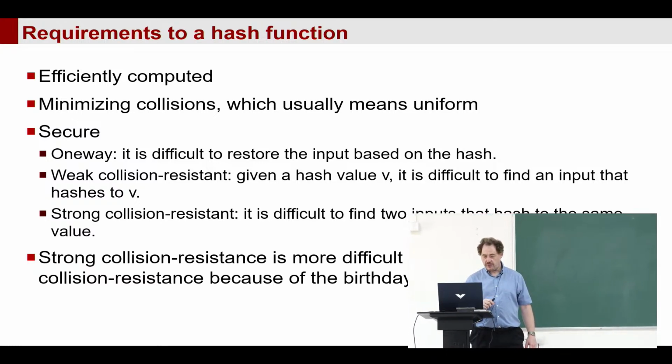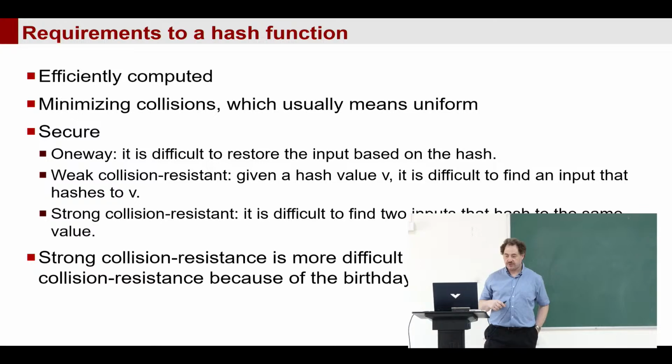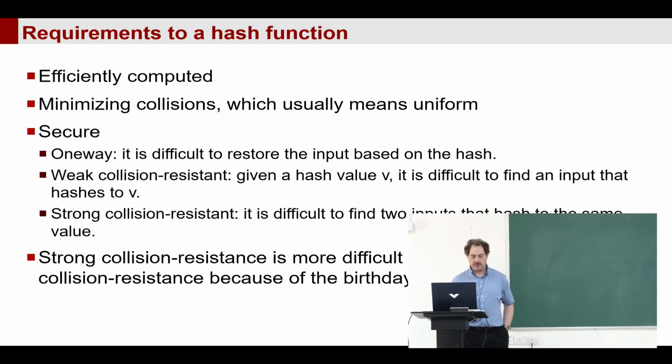The third requirement related to security is called strong collision resistance. So the second requirement was weak collision resistance. The third requirement is called strong collision resistance. And strong collision resistance means that it's difficult to find two inputs that hash to the same value.